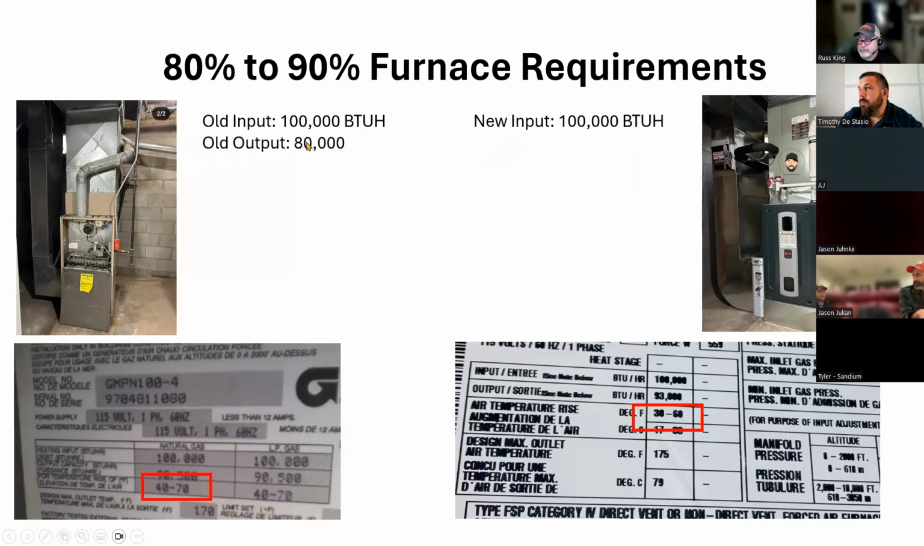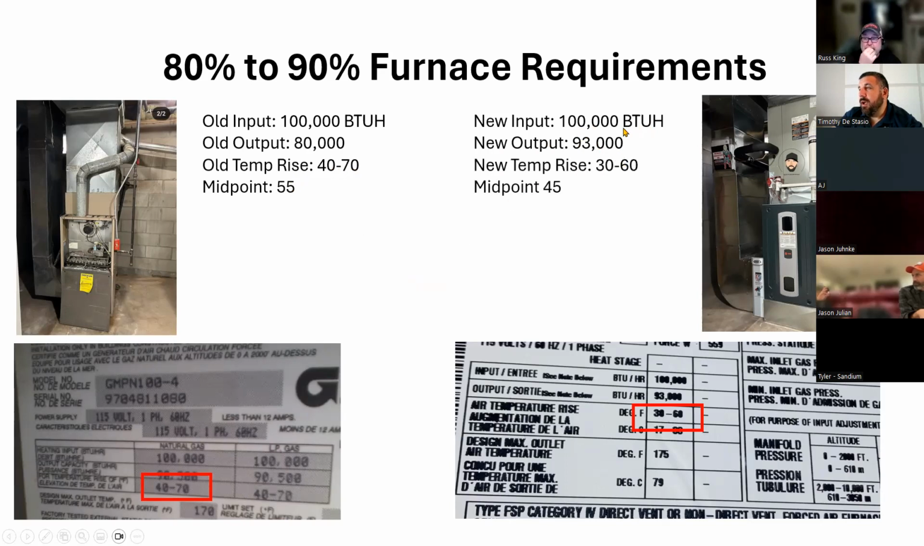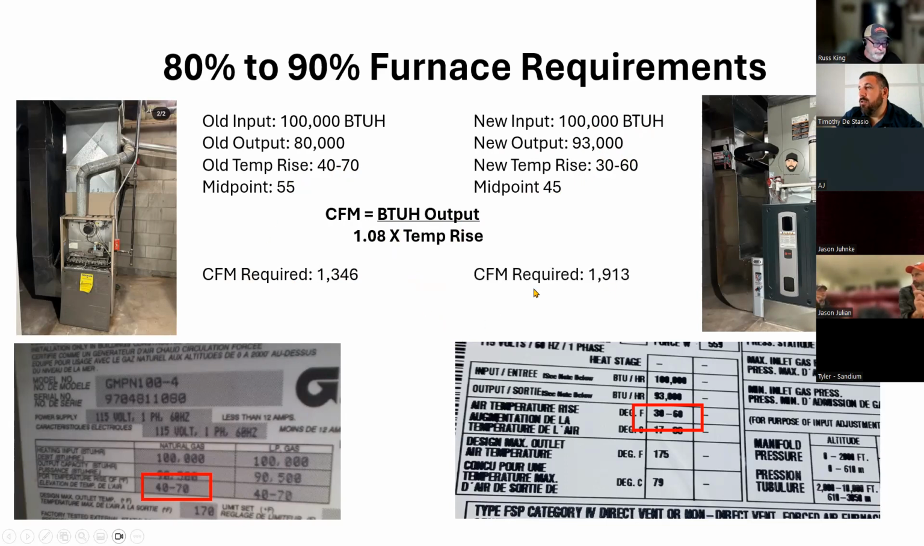And notice what our old output was. 80% of 100 is 80,000. Our new output is a lot higher than that because it's more efficient. So we probably should bump this down a little bit. The old temperature rise was 40 to 70, so the midpoint is 55. The new temperature rise, because it's a condensing furnace, our midpoint is 45. So when we plug in our sensible heat formula, our old furnace required 1346 CFM to deliver the right amount of BTUs. Our new furnace requires 1900.